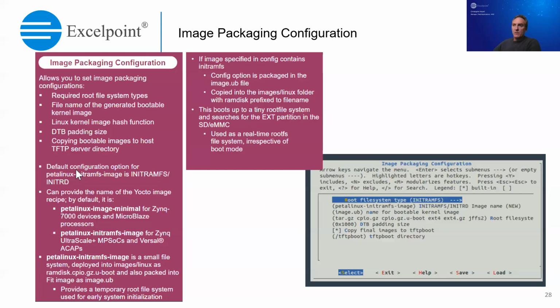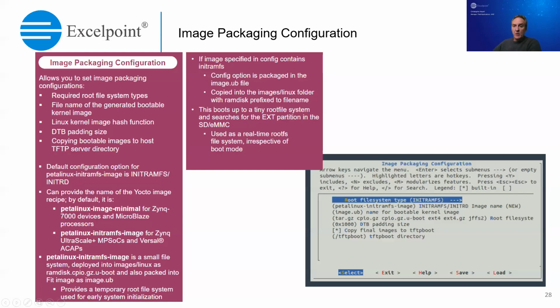Note that the default configuration option for the Petalinux initramfs image is initramfs initrd. You can provide the name of the Yocto image recipe that's used to build an initramfs initrd file system in the menuconfig option, initramfs initrd. By default, it's set to petalinux-image-minimal for Zynq 7000 devices and MicroBlaze processors, and set to petalinux-initramfs-image for Zynq UltraScale+ MPSoCs and Versal ACAPs. The Petalinux initramfs image is a small file system that's deployed into images/linux as well.